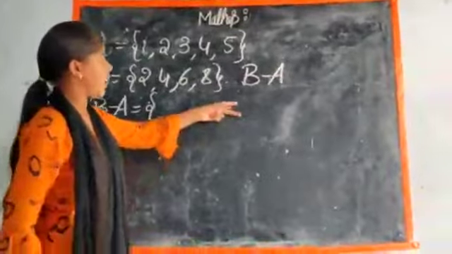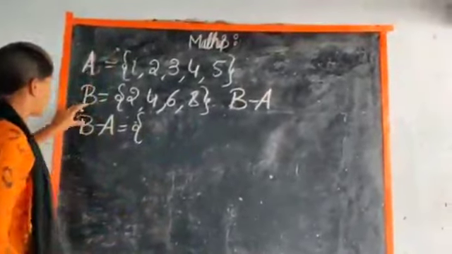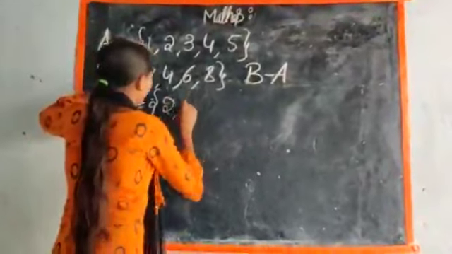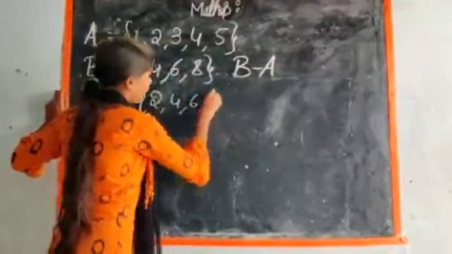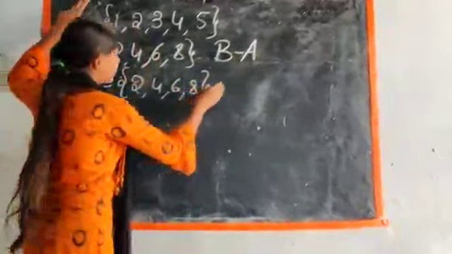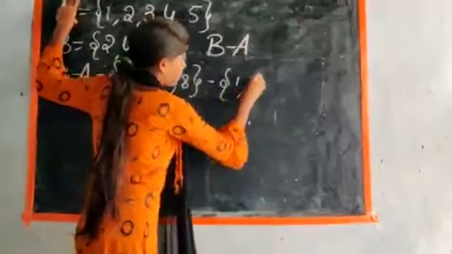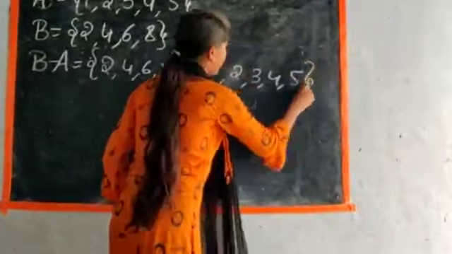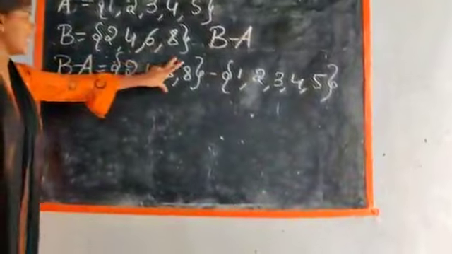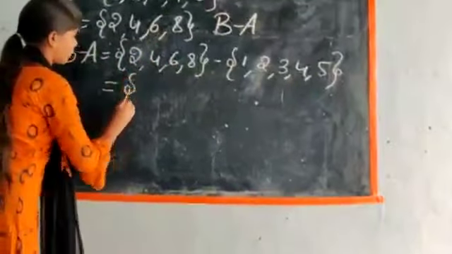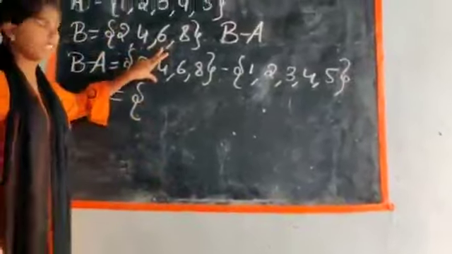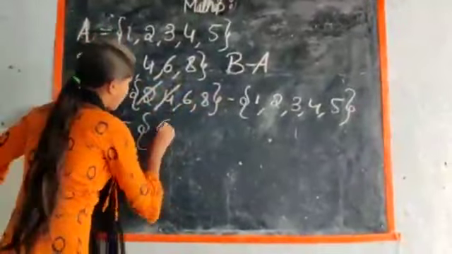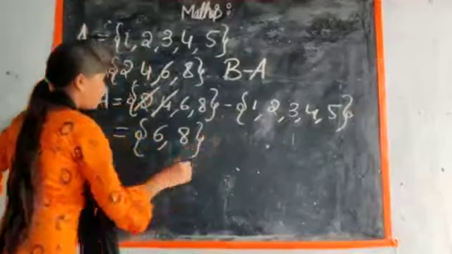So now B minus A means B set minus A set. B set is 2, 4, 6, 8 minus A set, which is 1, 2, 3, 4, 5. After doing B minus A, we don't write the common elements of these two sets. 2 and 4 are common. After cancelling them, 6 and 8 are the required set.